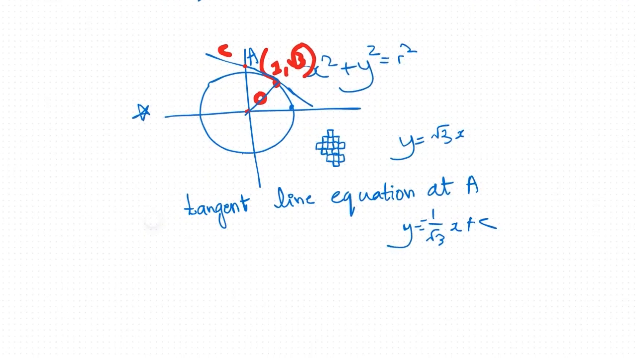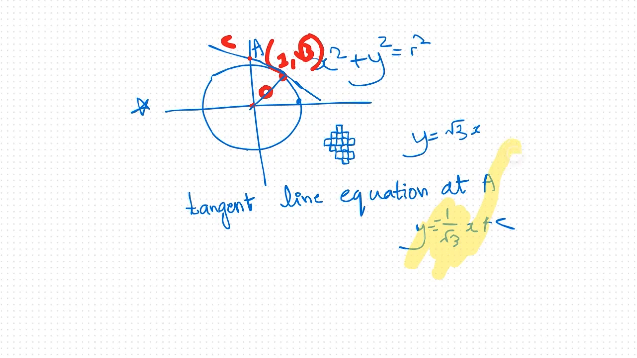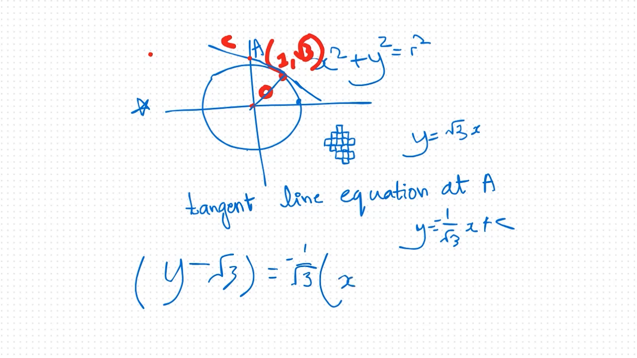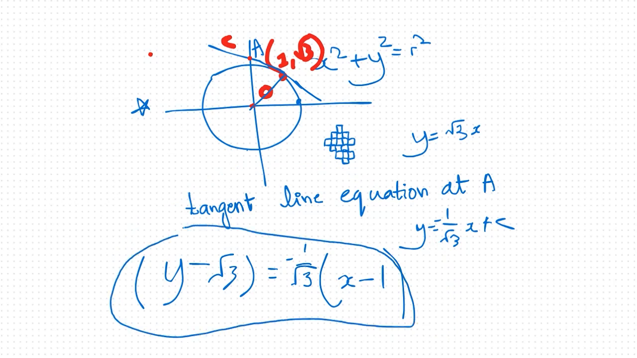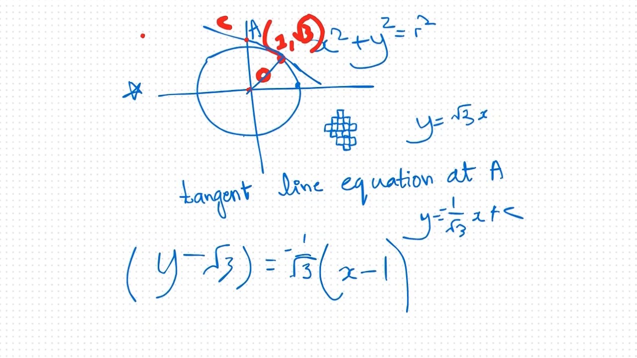See, for all questions, it seems like you are following the slope-intercept formula, right? There is another method which is called the point slope method. That is more reliable than you might be thinking. So point slope: y minus root 3 equals minus 1 over root 3 times x minus 1. See, one step answer. So like this, you can obtain the answer. So this is the answer.